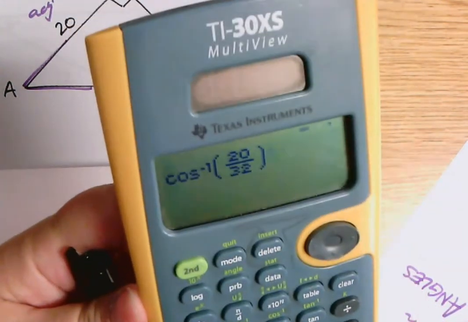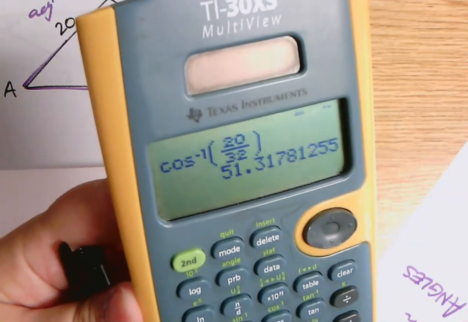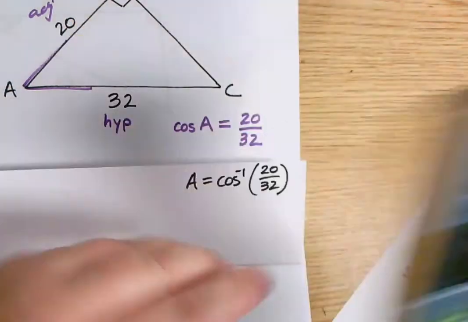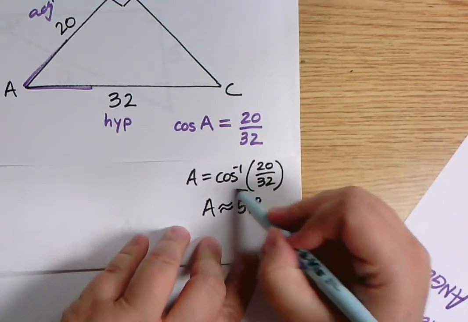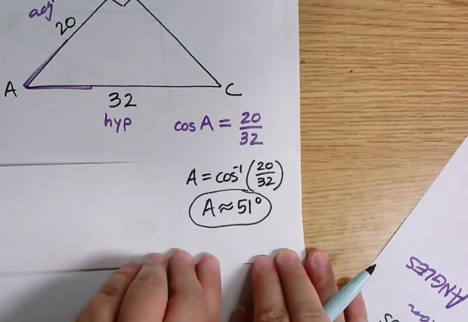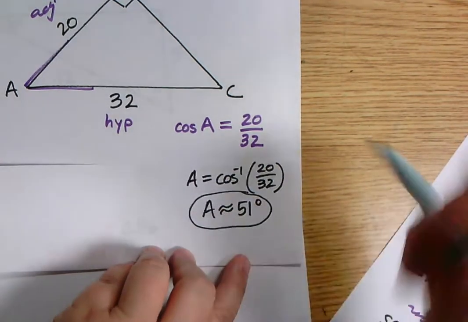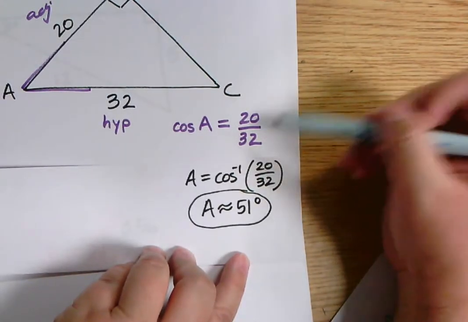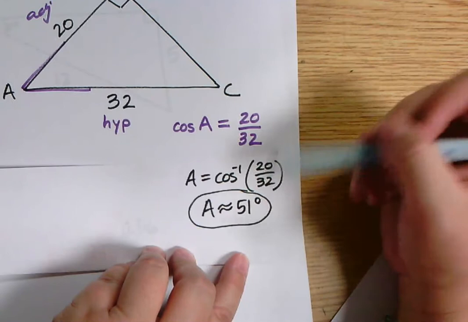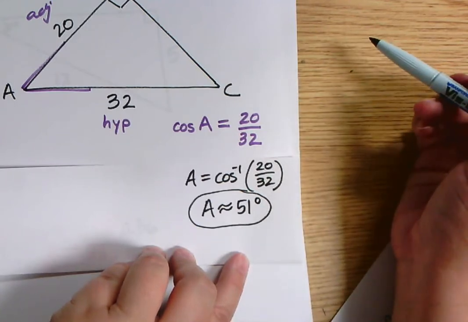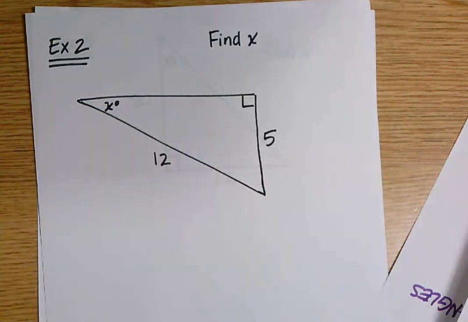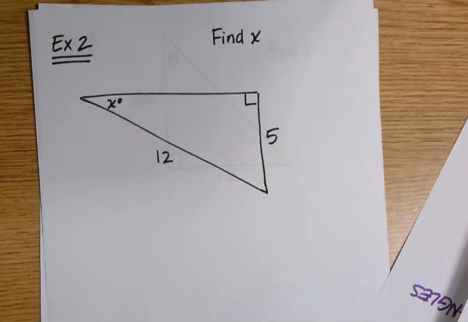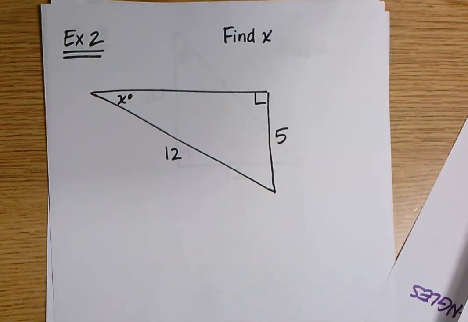And it should give me my angle. Angle A is about 51.3 degrees, so about 51 degrees. So what this means is if you took the cosine of 51 degrees, you'd get about 20 over 32. And since it's rounded, it wouldn't be exactly, but it'd be close. So that's how we find missing angles. Let's do another one. First thing you have to do is figure out which sides you're working with, and therefore which trig function to use.